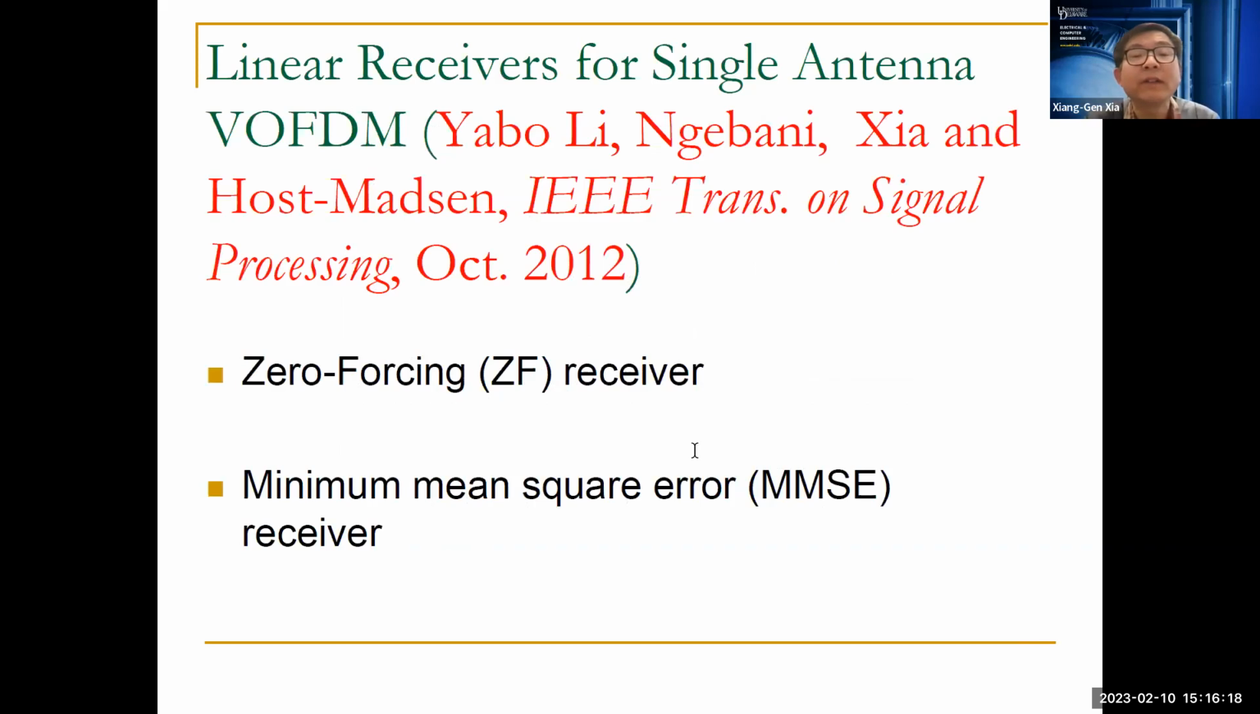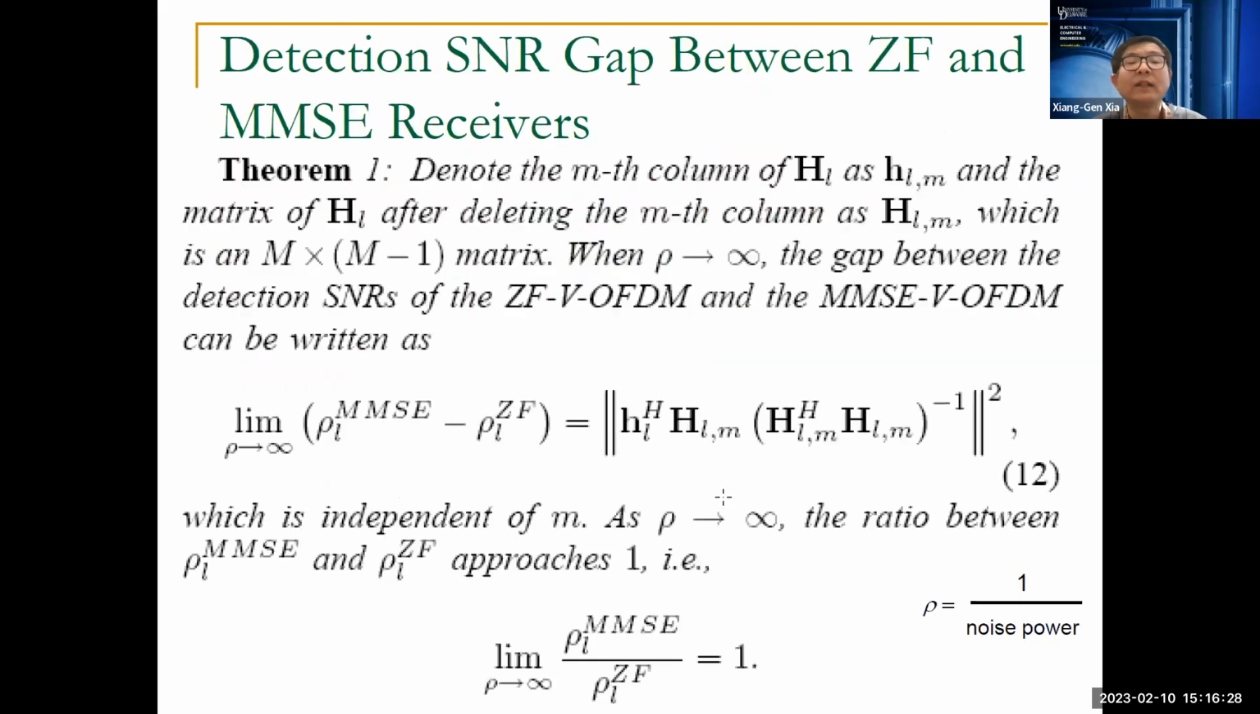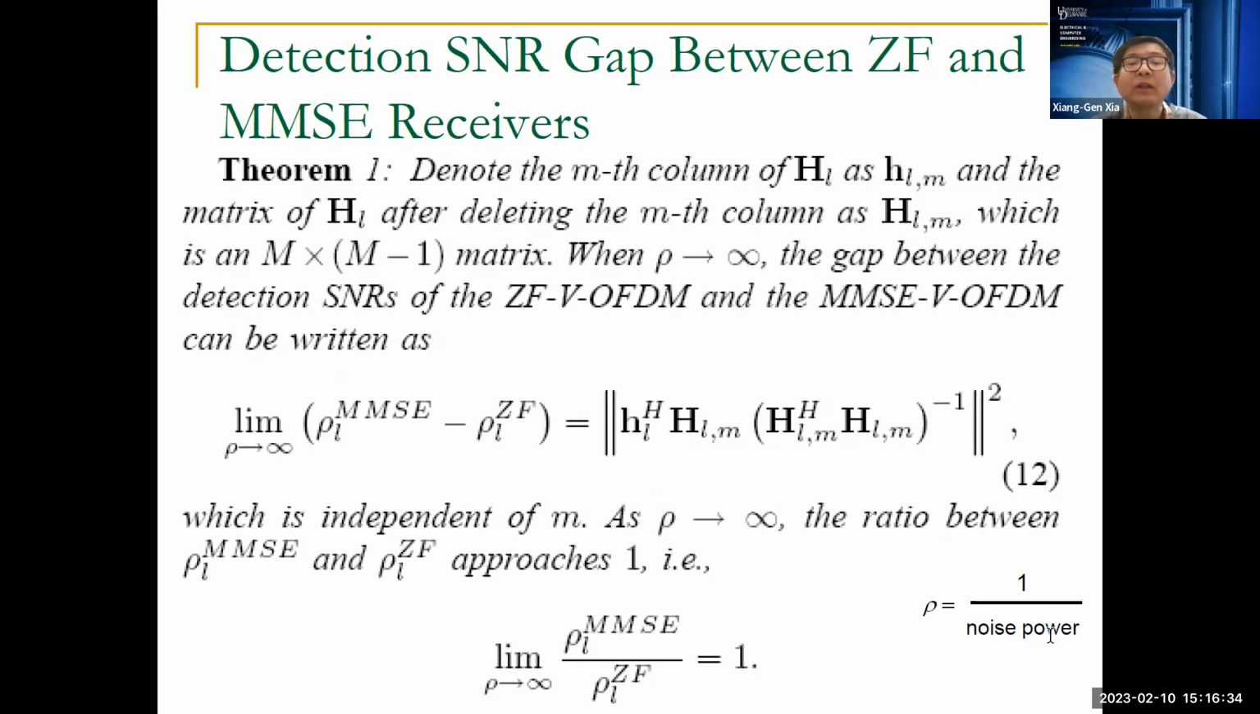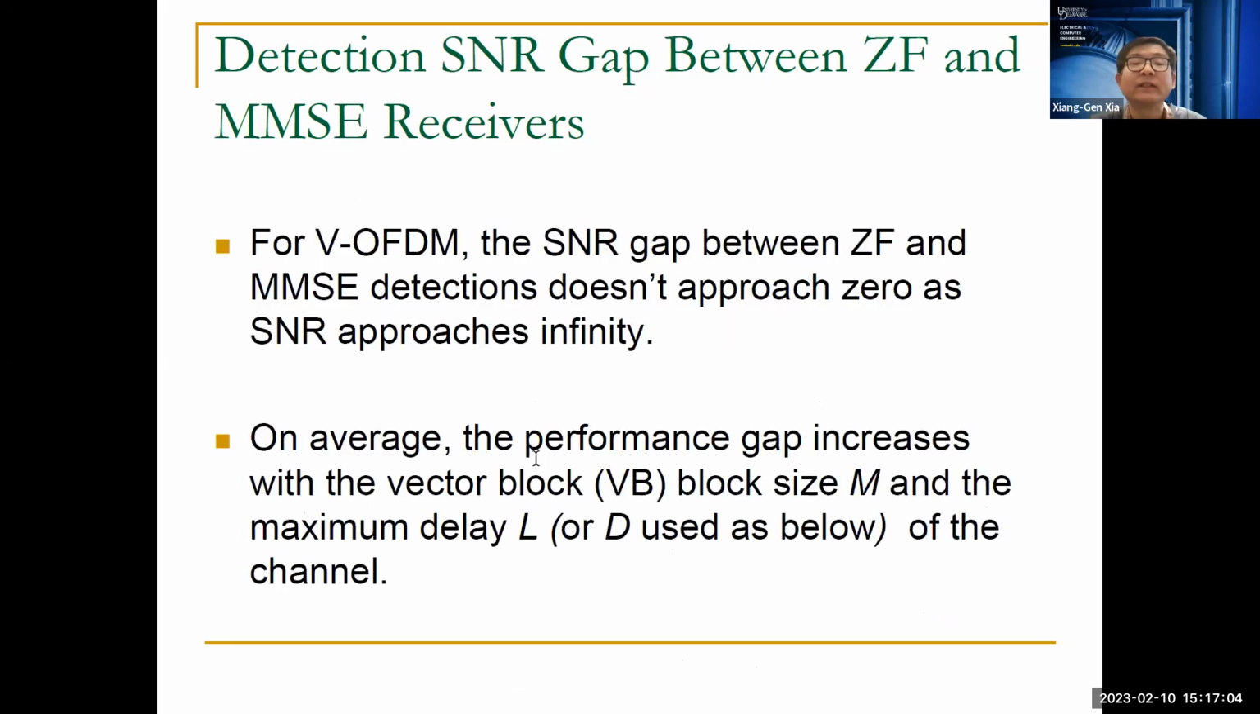And you can do a linear receiver, because each vectorized channel is a linear system. So you can do a zero forcing receiver, you can do an MMSE receiver. Interestingly, the performances of the two are different. If rho is 1 over the noise power, when the SNR goes to infinity, the detection SNR gain for MMSE and for zero forcing do not approach zero. They approach a non-zero constant, but the ratio goes to 1. This is the reason why MMSE can achieve diversity and the zero forcing receiver does not.